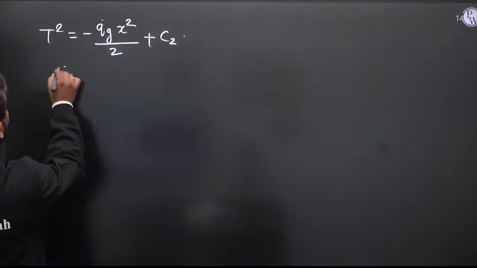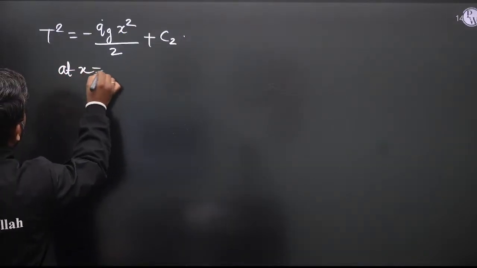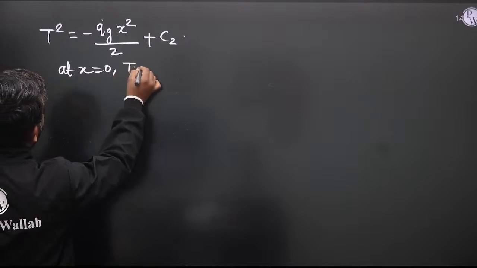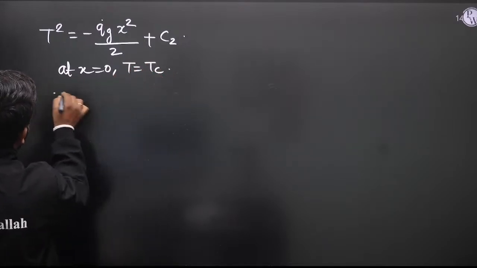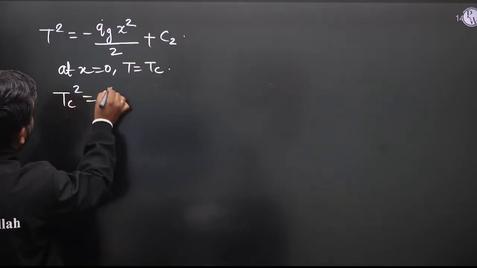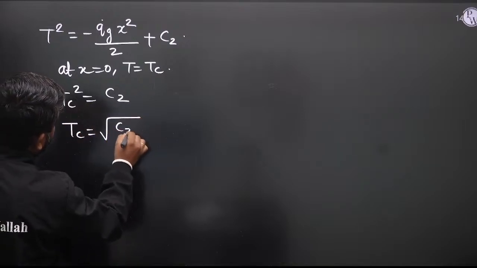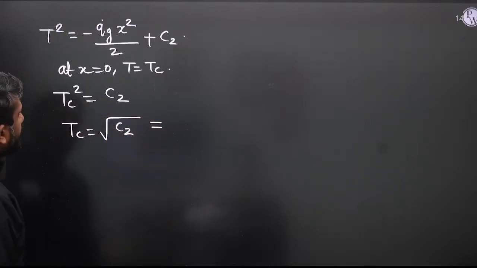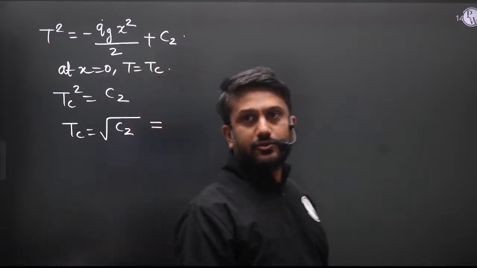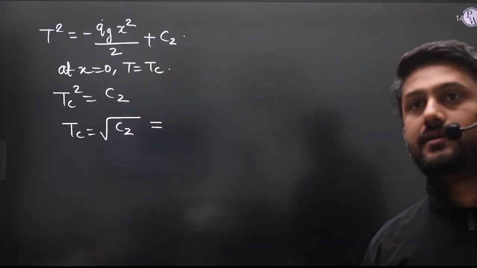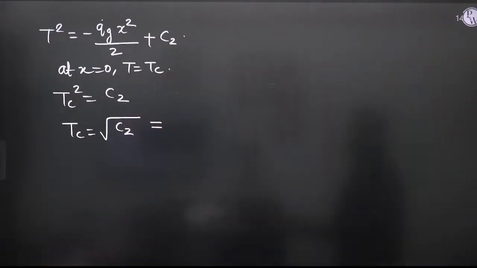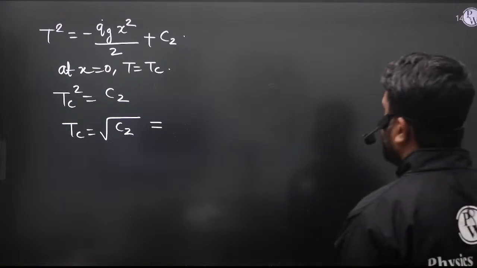So at x is equal to 0, let us consider T is equal to Tc. So Tc square is equal to C2, so Tc is equal to root over C2.